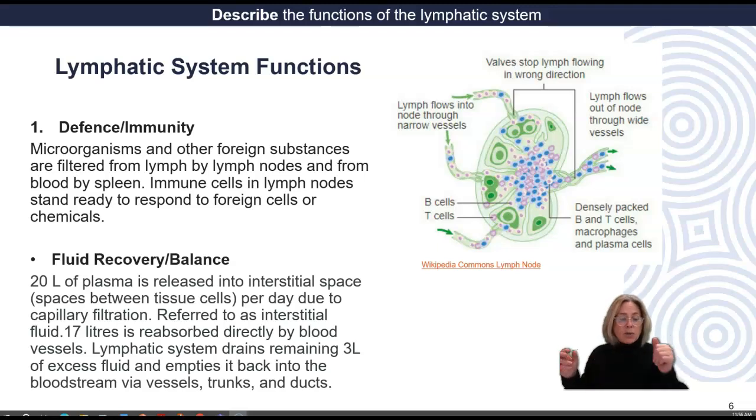17 litres of that 20 litres is reabsorbed directly by blood vessels, but the lymphatic system then drains the remaining 3 litres of excess fluid and eventually drains it back into the bloodstream via lymphatic vessels, trunks, larger trunks and ducts as well. So, if your lymphatic system for some reason is not working properly, then that leads to things such as tissue edema or tissue swelling.